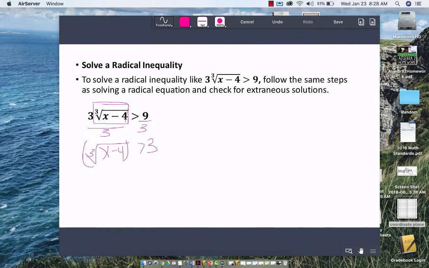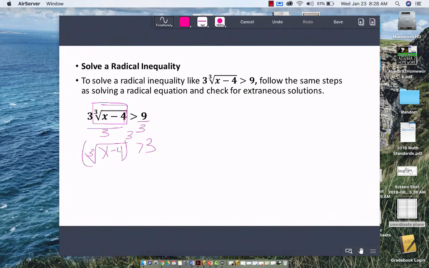Now to undo this, I would want to cube it. So I'm going to cube this whole side, and those inverse operations are going to give me just x minus 4 on the left-hand side, and whatever I do to the left-hand side, I have to do to the right, so I end up with 27, or 3 cubed, on the right. Then I'm going to isolate my variable, and I get that x is greater than 31.